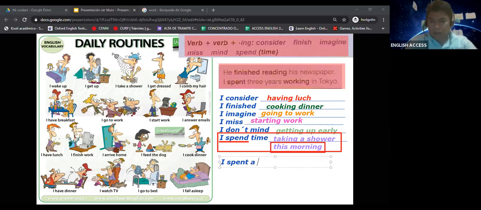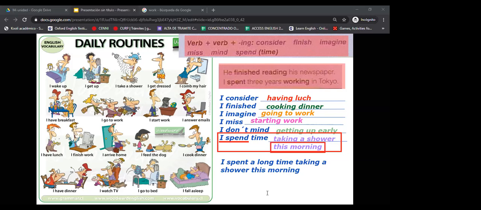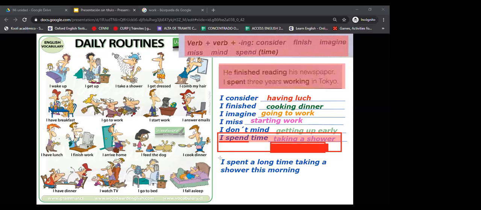I spent a long time taking a shower this morning, like that. Is that better? Yes, I can use every day instead of morning. Yes, the first one, on the first example, we can erase this. And now that is correct. I spent time taking a shower, and that is correct. For a simple present, a general expression, all the time. And this is a one time in the past.